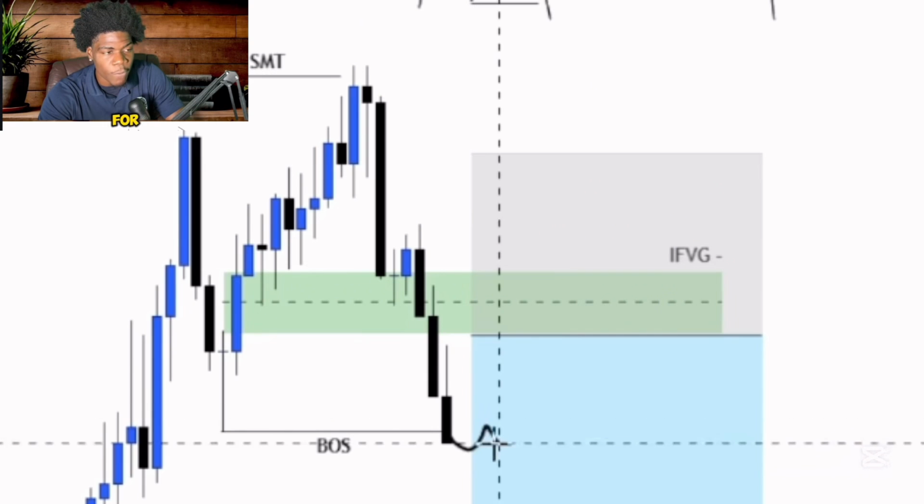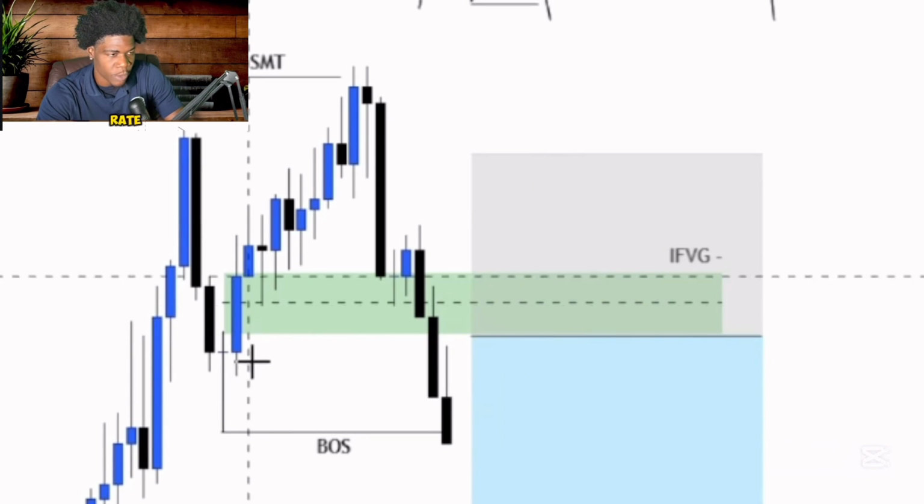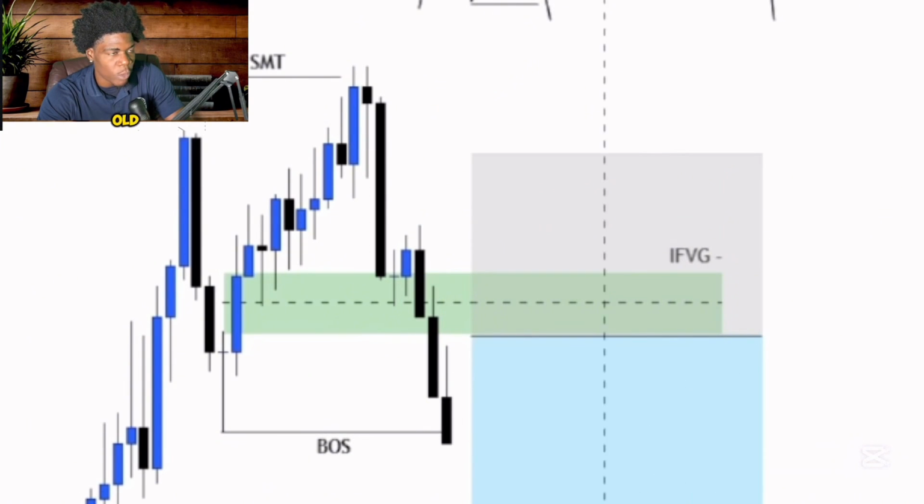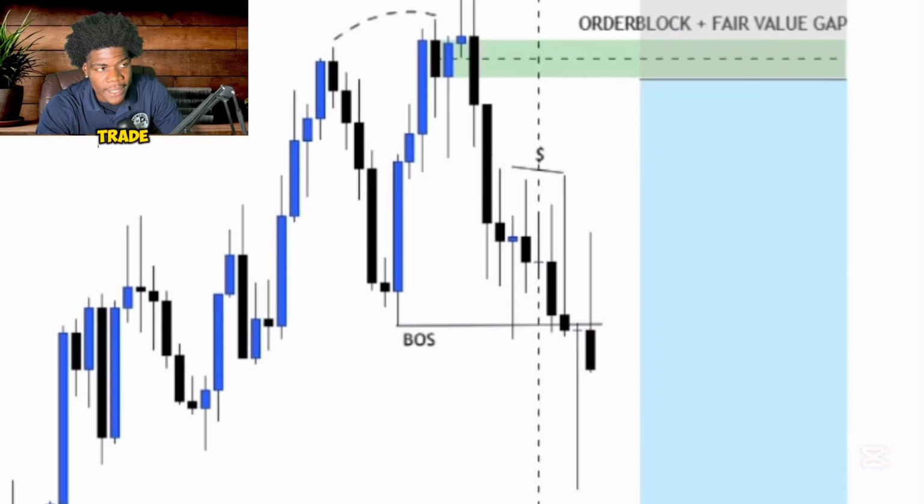So all we're looking for is for price to pull back to a recent PD array. We see that price left this inverse fair value gap, your entry at the open and your stop loss at prior old highs, and you're going to target this recent fair value gap open. Nice and simple.